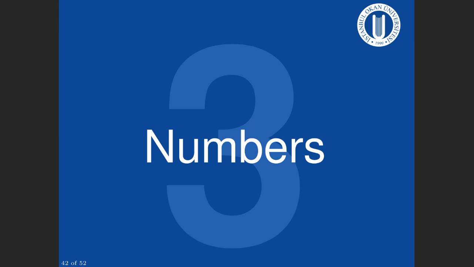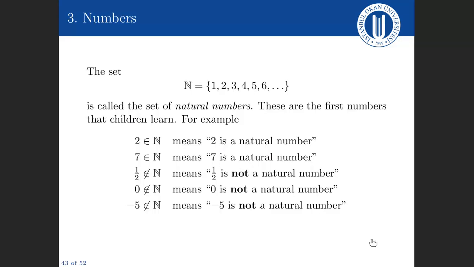The final chapter that I'm going to cover today is numbers. The set containing the numbers 1, 2, 3, 4, 5, 6, and 7, 8, 9, etc., etc., is called the set of natural numbers. And we use this symbol for natural numbers, this special N with a double vertical. These are the first numbers that children learn. When you're a small child, you're learning your numbers, you learn the counting numbers, 1, 2, 3, 4, 5, 6, etc. For example, 2 is in the set N because 2 is a natural number.